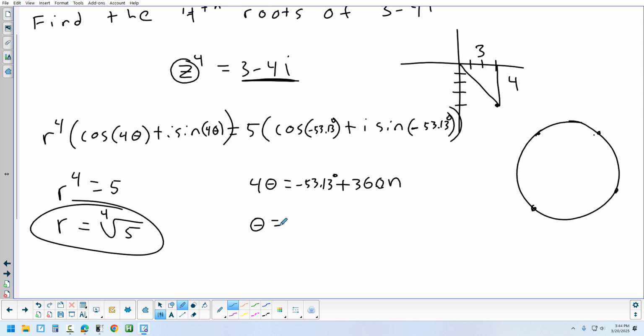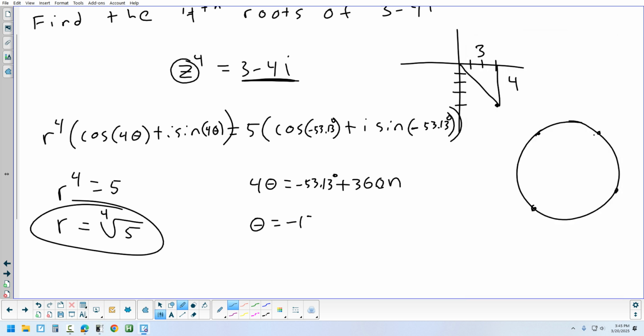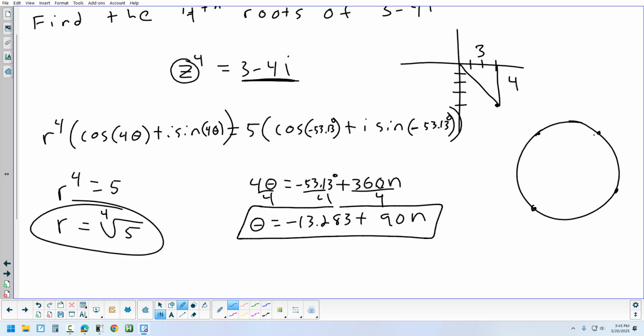Yeah. Divide both sides by 4. So we're going to get negative 13 point, I'm going to go to 3 decimal places now, negative 13.283 plus, and remember, you're dividing this and that, 360 divided by 4 gives me 90 n. Okay, so that is the formula that's going to generate all your angles in the final answer.